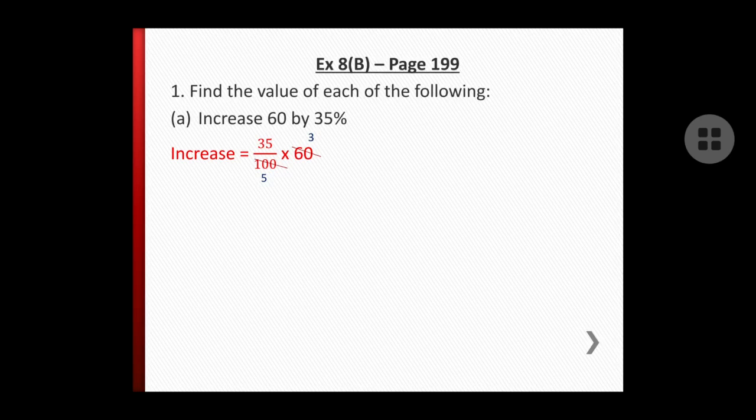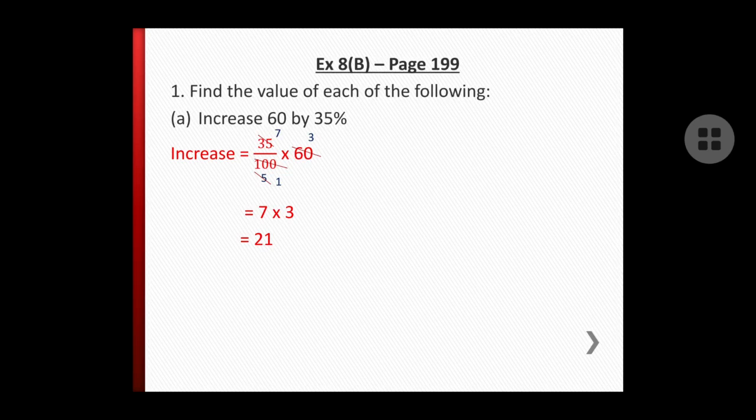What is 35 by 5? How many times? Yes, it is 7 times. So when you reduce it, it will be like this. So what is remaining? Just 7 into 3. What is 7 into 3? Yes, 21. Okay, that is the increase.